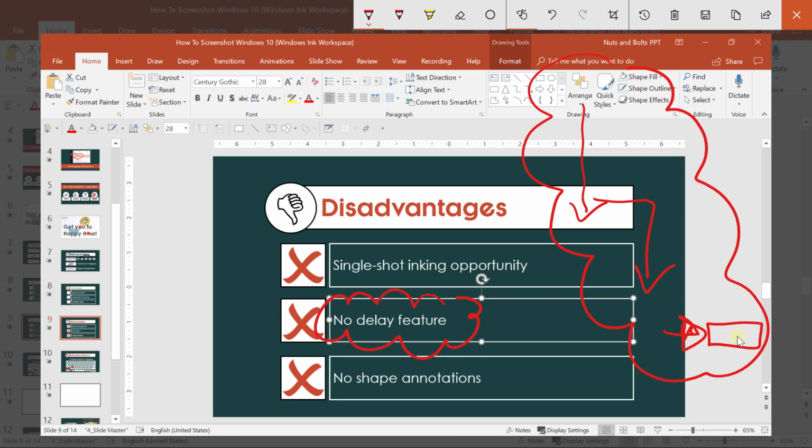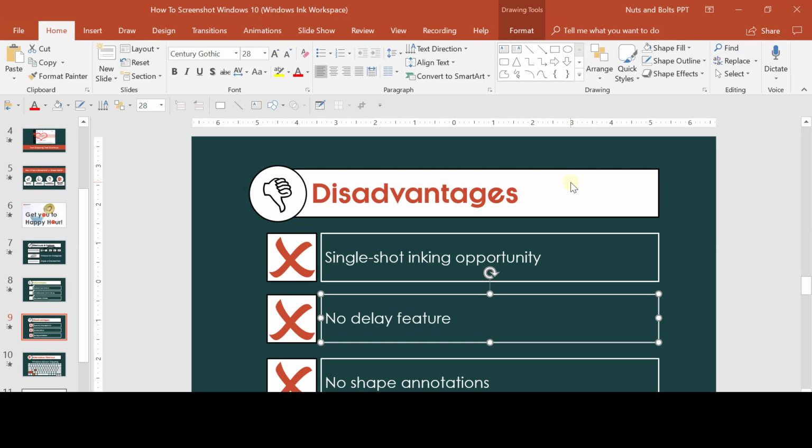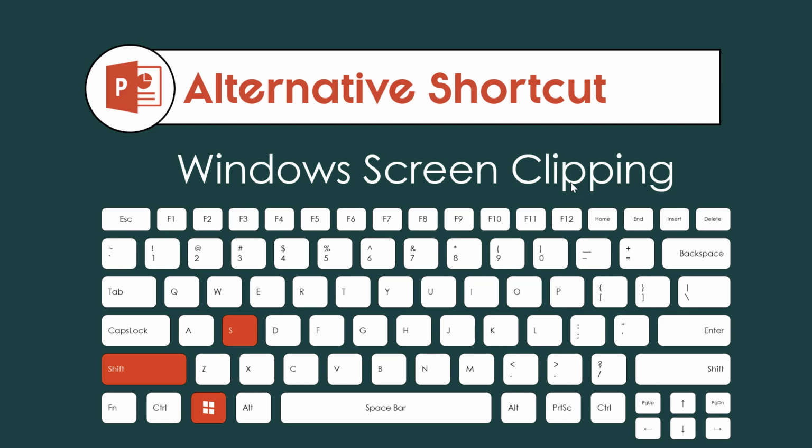And the last thing here is there really is no shape annotations. All I can do is write ink on this, which again is going to be baked in, but I can't actually make a blog post or a banner ad and add rectangles and stuff here in the screen sketch tool. So to do that, if you want to get away from this single inking opportunity, you don't want to care about this delay feature, or you want to get around it, and you want to add shapes or other kinds of things to your screenshot, that is a good reason for you to come over to PowerPoint and use the Windows screen clipping shortcut. So the Windows screen clipping shortcut, hopefully this is not too confusing, is Windows Shift S.